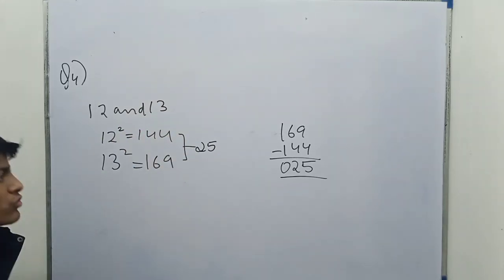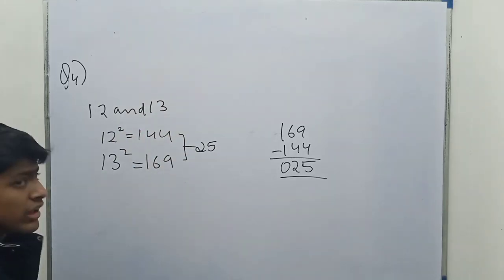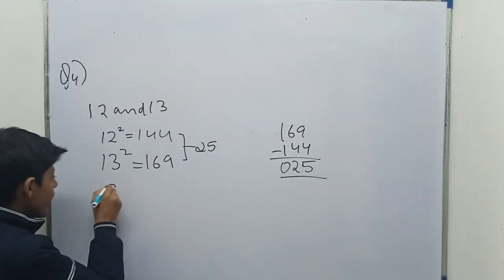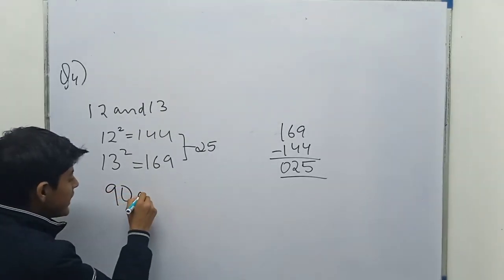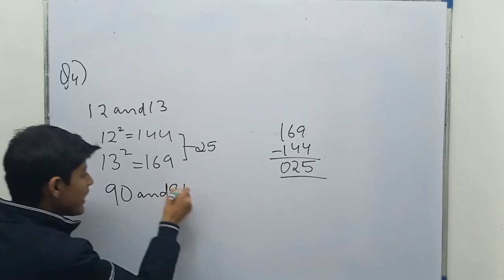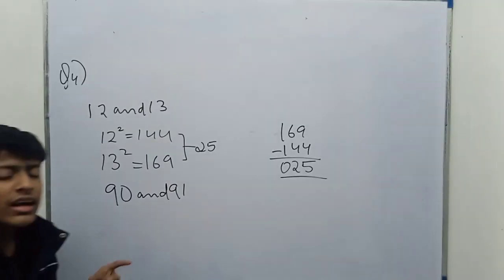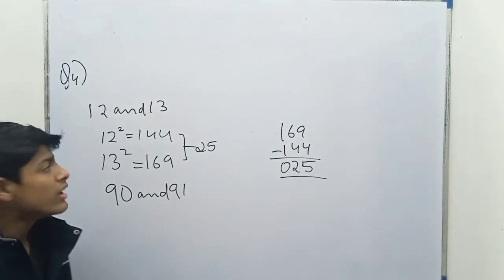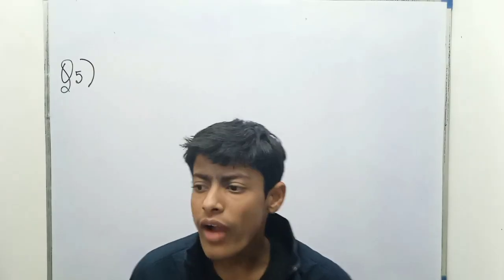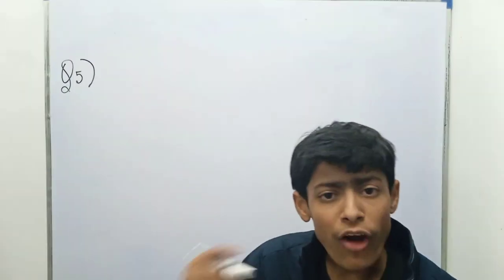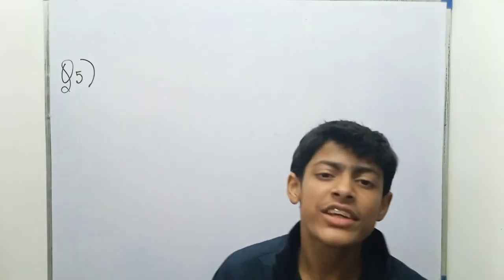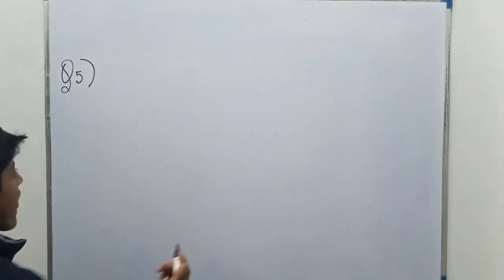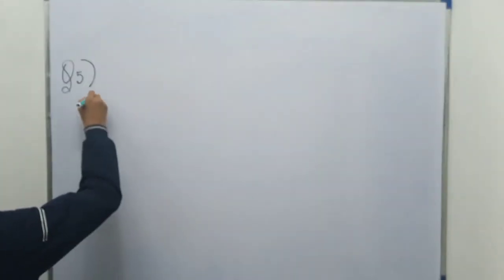Now I will give you homework for this question. Can you find out how many numbers lie between the squares of 90 and 91? You can tell me the answer in the comment section. Now let's move on to another question. Our next question is, without doing the actual addition calculation, find out the sum of these numbers.